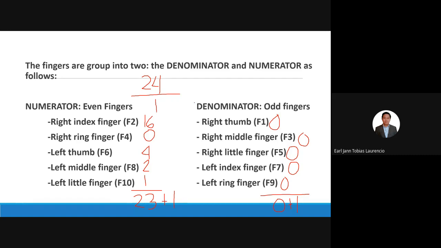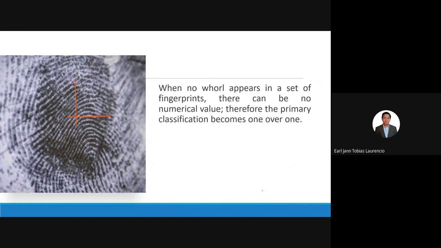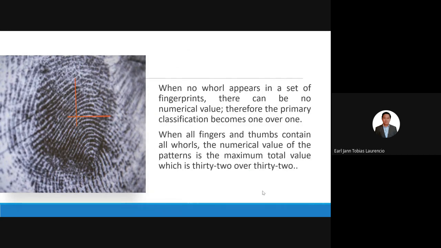Ganyan kunin ang primary classification. Di ba ang dali? Madali lang. Basta alam nyo kung anong daliri ang magkakasama sa numerator at denominator at alam nyo ang value ng whorl sa inyong mga daliri. 16, 8, 4, 2, 1 lang naman. But do not forget also to add an arbitrary count of 1. The purpose of the arbitrary count of 1 is to avoid a primary classification which is 0 over 0. Okay? Because of the arbitrary count of 1, the lowest primary classification is 1 over 1, while the highest is 32 over 32. Okay? So tatandaan natin.